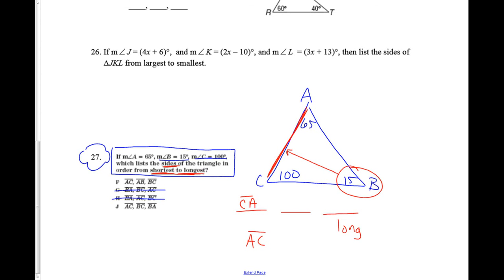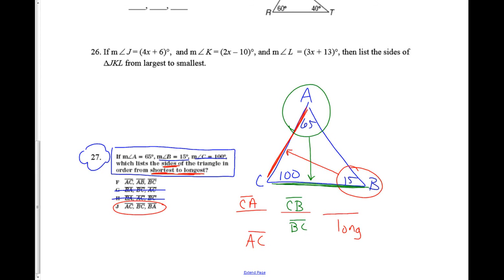Moving on, I want the middle side. The middle sized angle is 65. Across from that is this segment called CB. Now again, it could be called BC, either one. So I can go to my answer choices, and at this point, I can actually select the answer. The answer is going to be this one right here, but let's go ahead and finish the problem out.